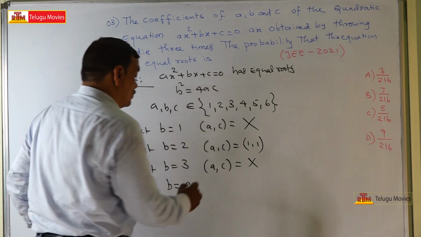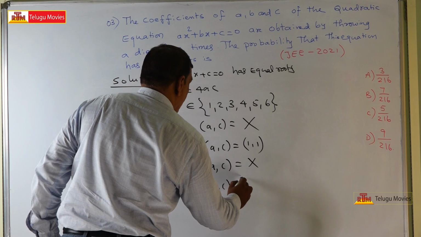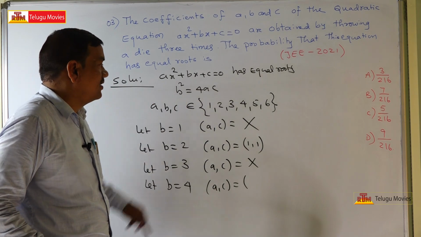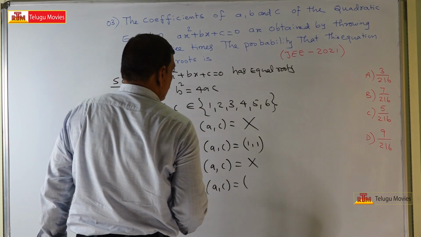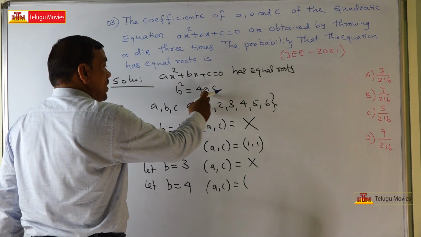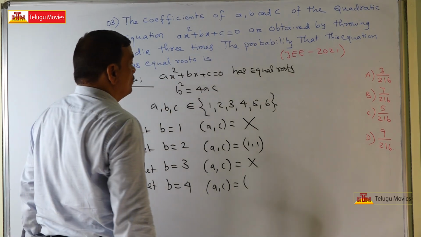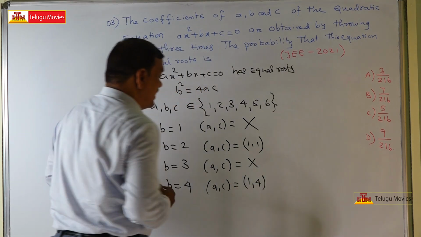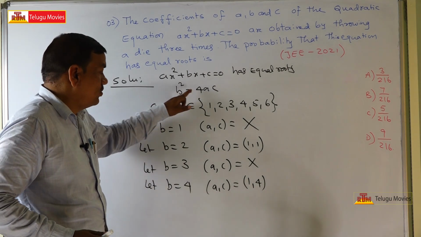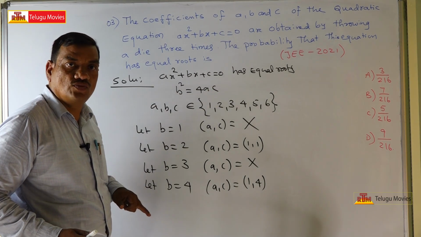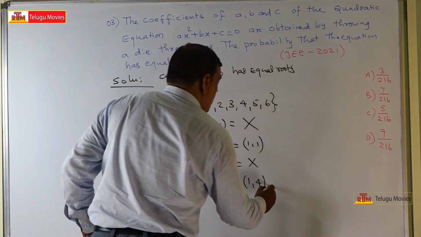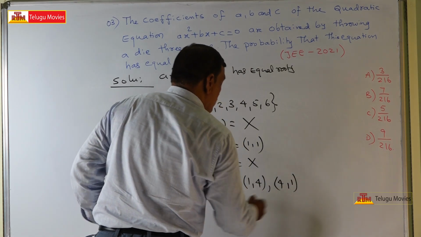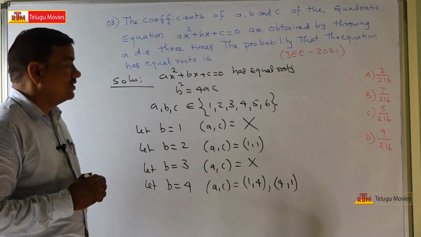Let b is equal to 4. Then what are the possible cases of a and c? b is equal to 4 means 4 square, 16. If you take a value 1, c value 4, that is 1 comma 4. Check here, 4 square 16, 4 into 1 into 4, 16. Another chance is also there. If a value 4, c value 1, this is also one case.